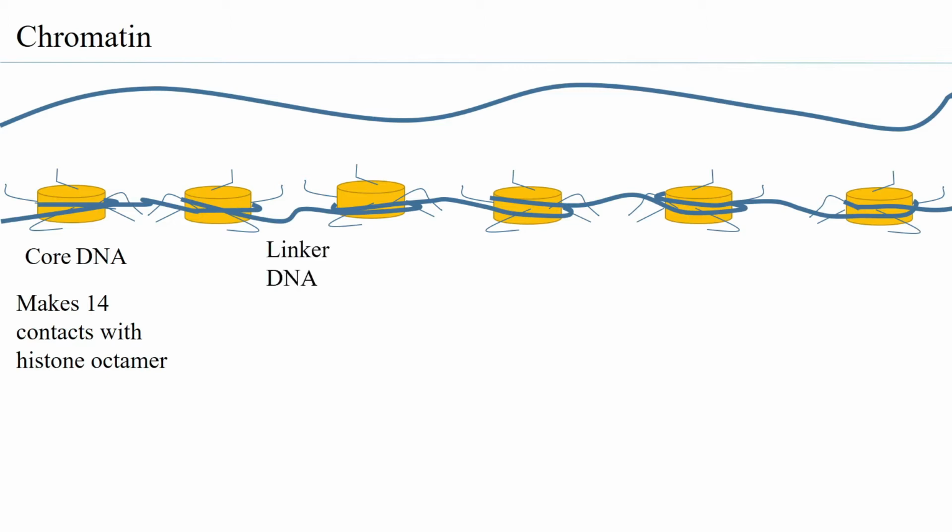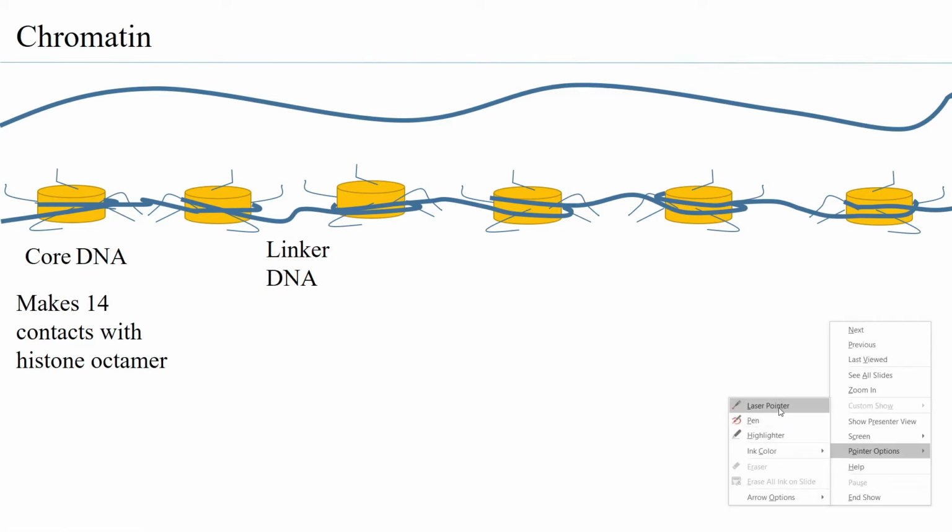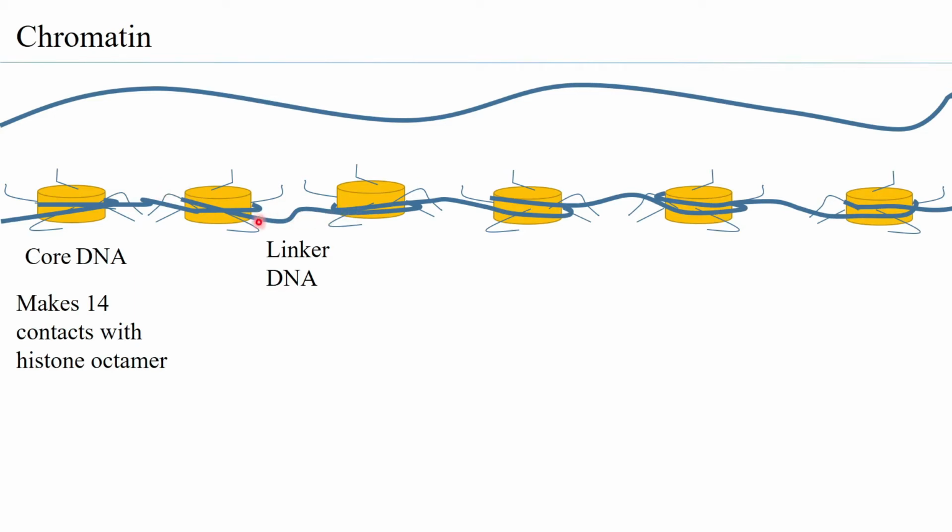Now, the DNA that is present between two nucleosomes is what is called linker DNA, and the length of this linker DNA in base pairs can vary. So it may be that a linker DNA between these two nucleosomes is, say for example, 100 base pairs, but between these two it is about 200 base pairs. So the linker DNA length can vary all through the entire chromatin structure.